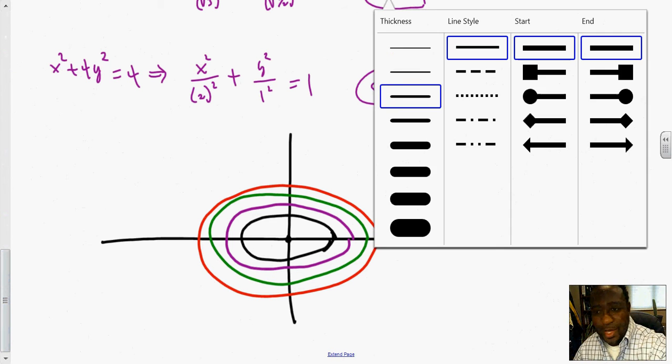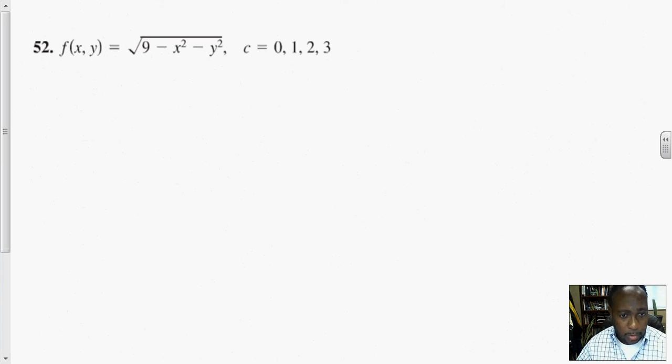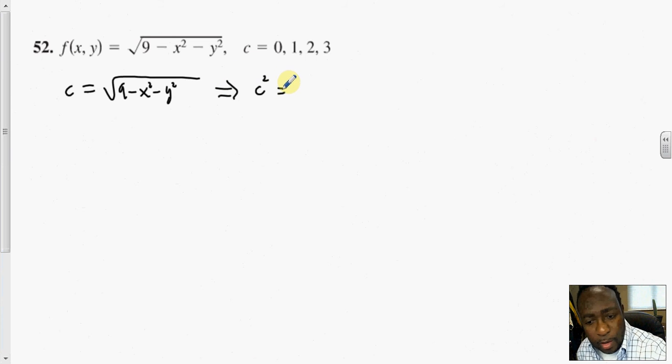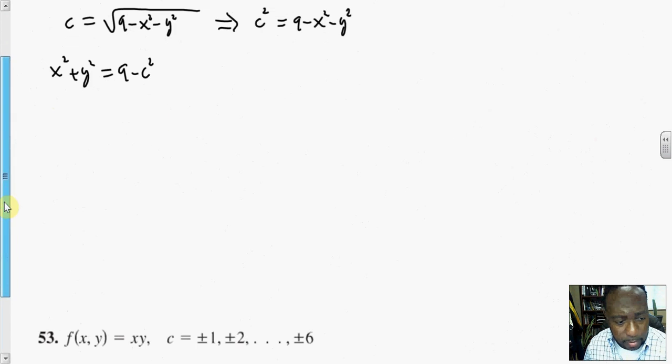Just leave it like that. Here's a good one. So here, f of x, y is z, so that's c now. So c is equal to the square root of 9 minus x squared minus y squared. Square both sides, and so we have c squared is equal to 9 minus x squared minus y squared. That gives us x squared plus y squared is equal to 9 minus c squared.